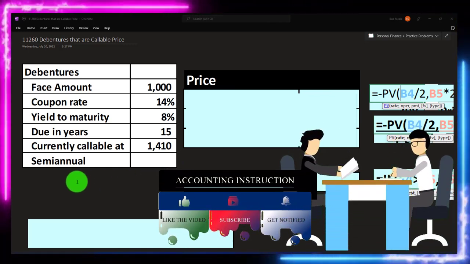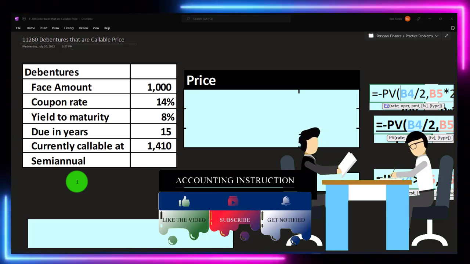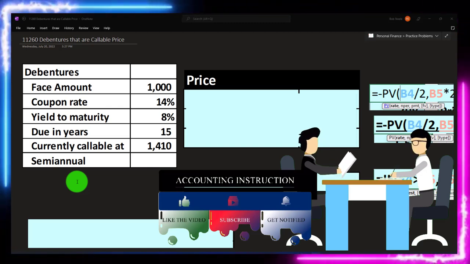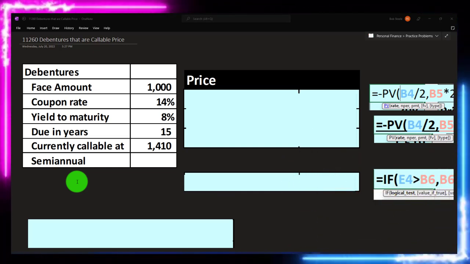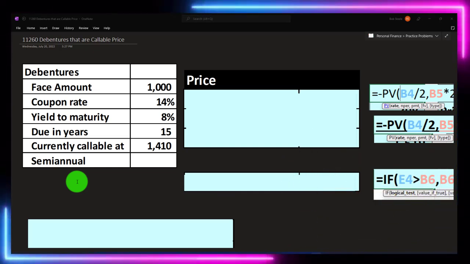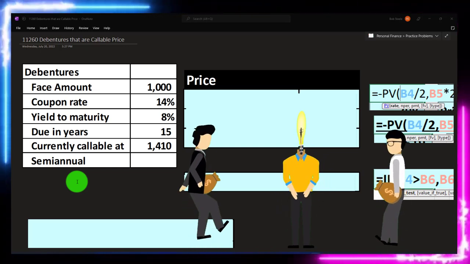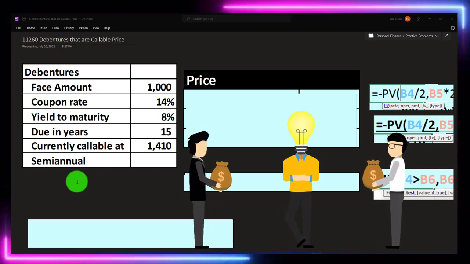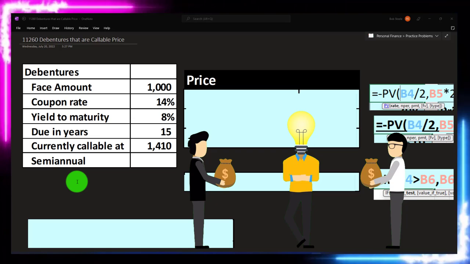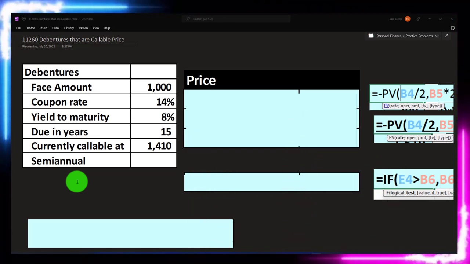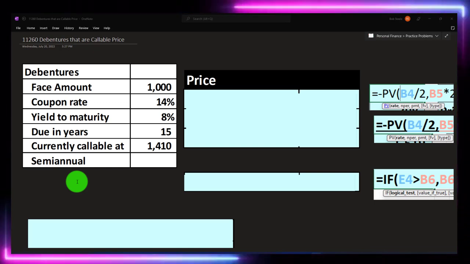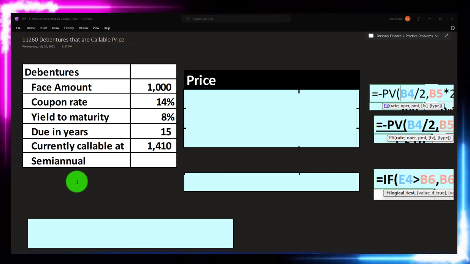We're going to say that they're going to be paying out semi-annual as opposed to annual. So when we calculate the price, we have a similar type of situation here. When we're investing in the debenture type bond, we're still thinking of it as if we're loaning money to the issuer of the debenture bond, that typically being a corporation or possibly a government entity. And we're going to be receiving interest payments for that.